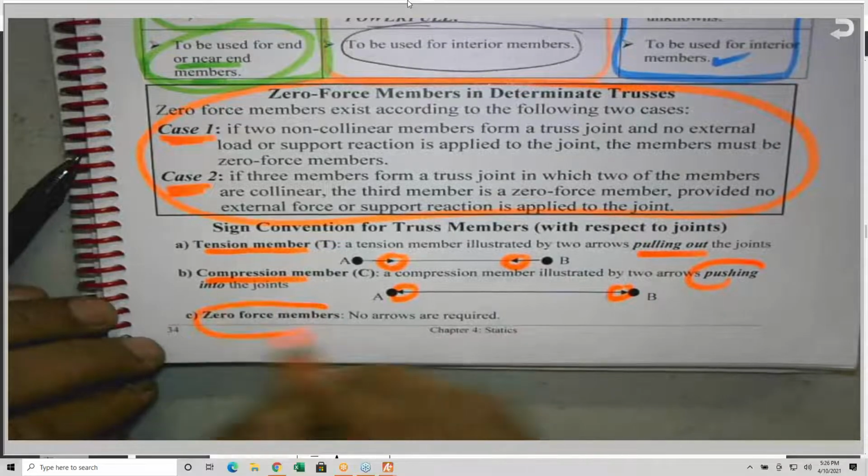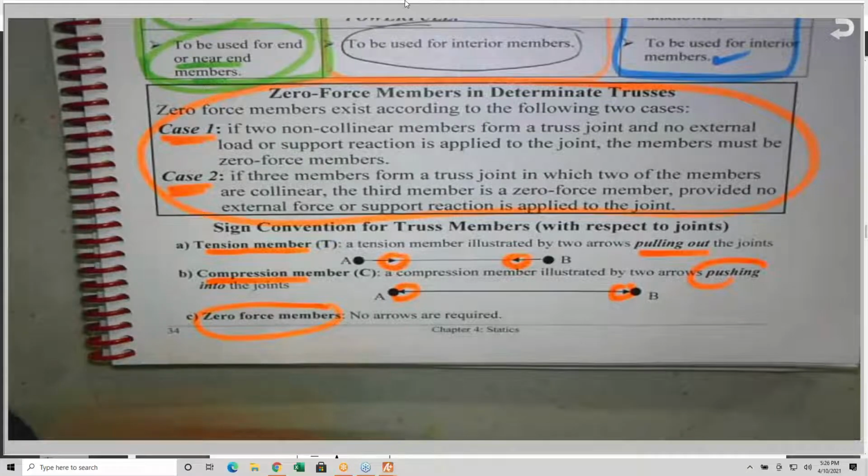Obviously, for the zero force members, no arrows are required because they are zero. They are not there, okay?